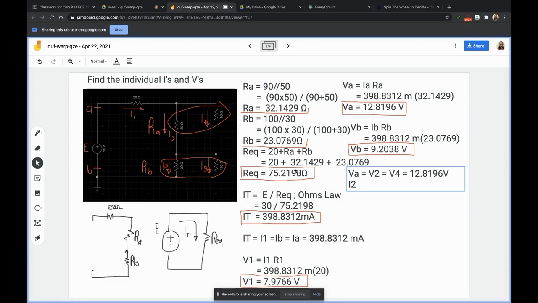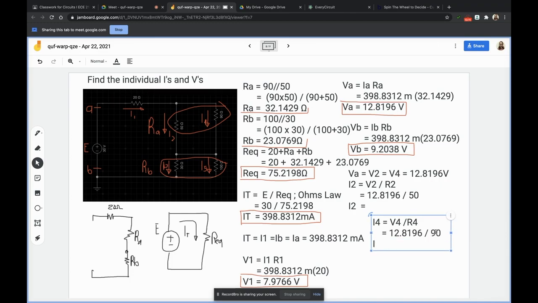Following, since parallel siya, we can find the value of our I2 and I4 by Ohm's law. Our I2 is equal to V2 over R2. Our I2 will be 12.8196 divided by R2 of 50 ohms. So you will have the value of I2. The value of I4 is equal to V4 over R4, and that is 12.8196 divided by 90 ohms. So you will have I4.